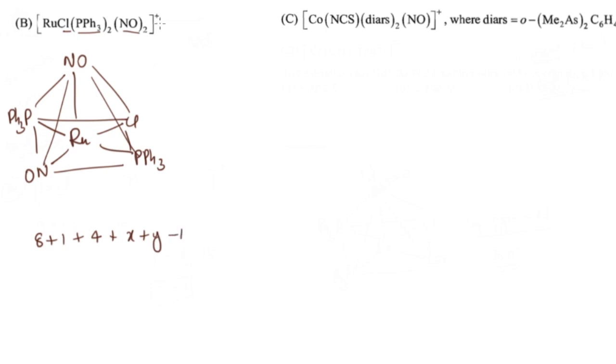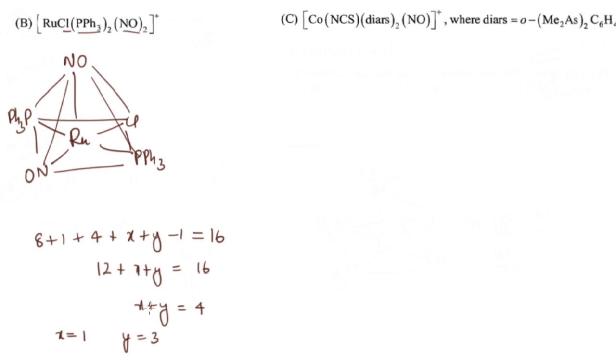Minus 1, as you have a positive charge over here, and that will be equal to 16 electrons, right? So if you just add this up, 8 plus 1 is 9, plus 4 is 13, and 13 minus 1 is going to give you 12. So you get 12 plus X plus Y equals 16, or X plus Y equals 4. Now X plus Y can be equal to 4 if either X is 1 and Y is 3. That is the only thing which can happen, right?